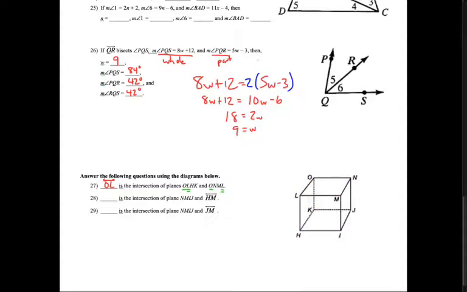Blank is the intersection of NMIJ and line HM. Well, the point that is shared is M. They intersect at M. And then JM is the intersection of NMIJ and JM. Line JM is in the plane. So the intersection, I got cut off there. Yeah, JM is the intersection. Hopefully that made some sense.